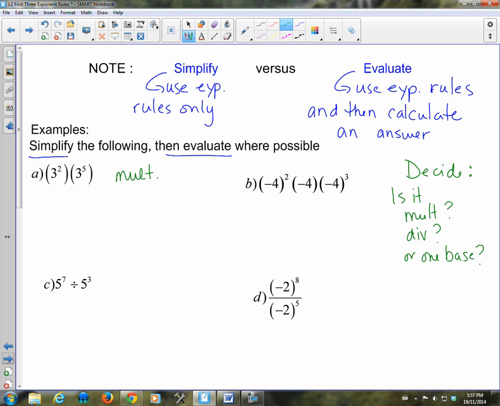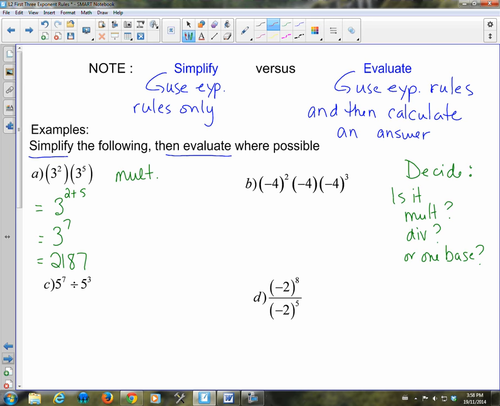Because it's a multiplication question, I'm going to use a multiplication rule. The multiplication rule says to keep the base, which is 3, and add the exponents, 2 plus 5. So I'd have 3 to the exponent 7. So I just simplified using my exponent rules. Then it says I should evaluate where possible. So 3 to the exponent 7, I will type it in my calculator. 3, use the exponent key, 7, and get 2,187. So I've evaluated. I use my exponent rules, and then I evaluate it.